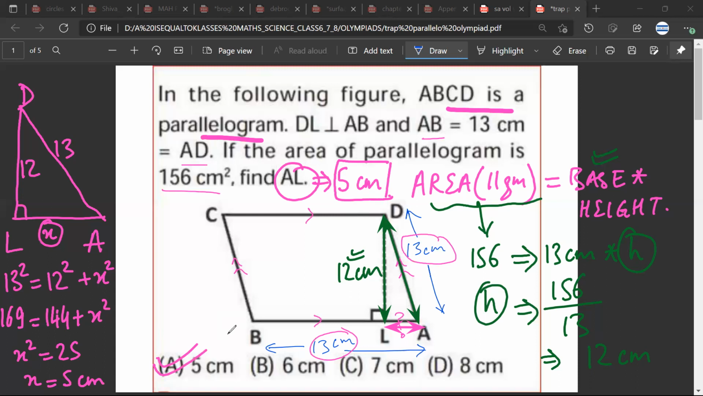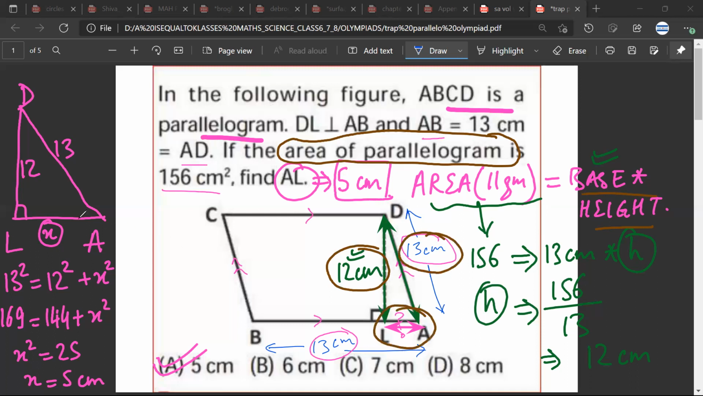So first try to understand the question. You should be very clear about what is given in the question. Once you know the question, then try to use as per your previous knowledge. So for example, in this question, we wanted the area of a parallelogram. The area of a parallelogram, you are aware, is base into height. And then once you start doing the question, you will have all the information in front of you. So using this, we found 12 centimeter. Then this was 12 centimeter, this was 13 centimeter. So we could have found this LA using Pythagoras theorem.